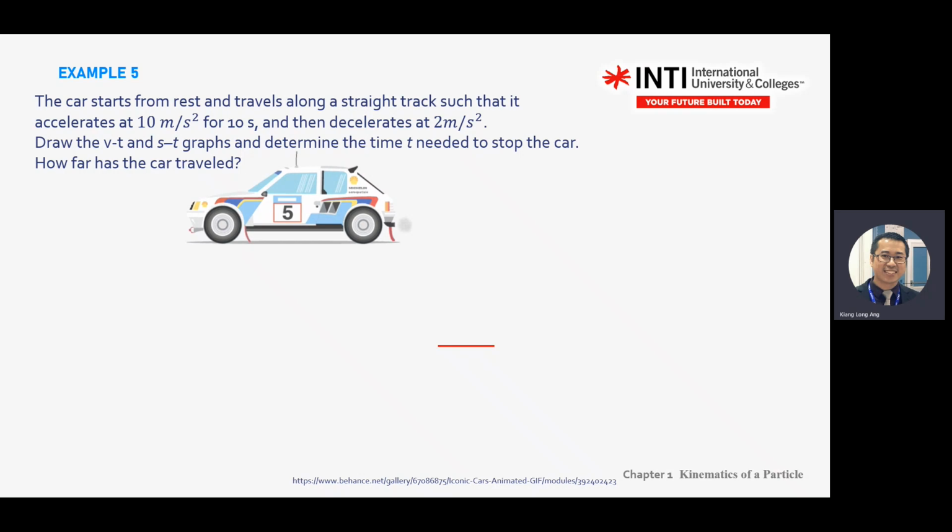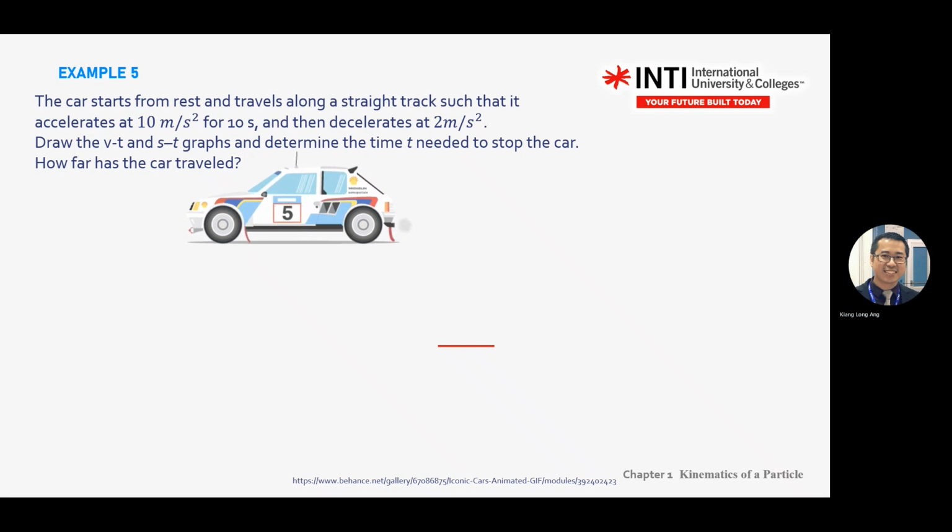What does it mean when you have constant? What happened to your gradient? Y equals mx plus c. What happened to your m when it's a straight line? m equals 0. That's why you get a straight line here.